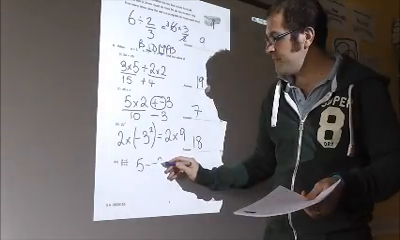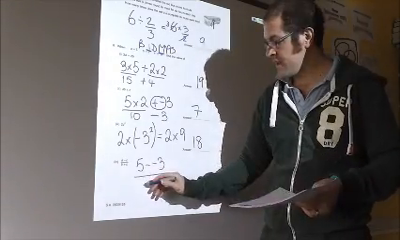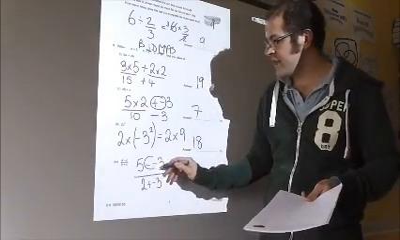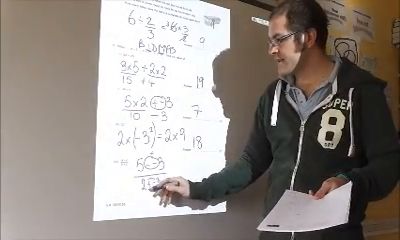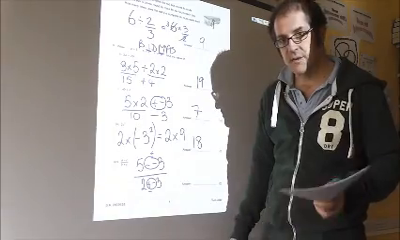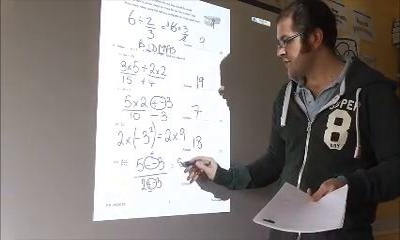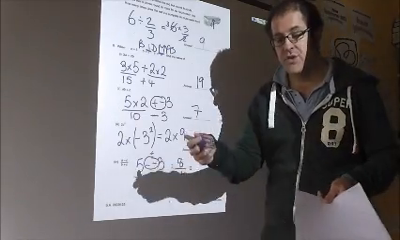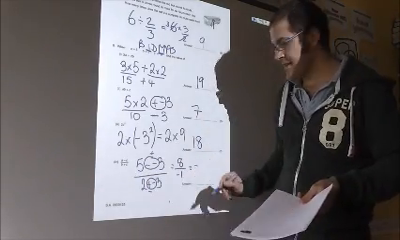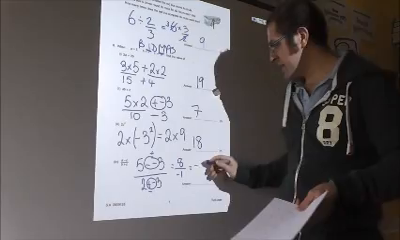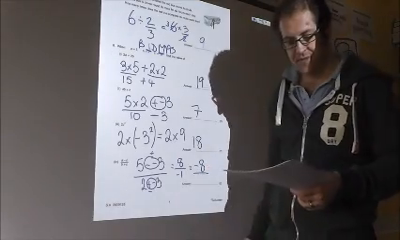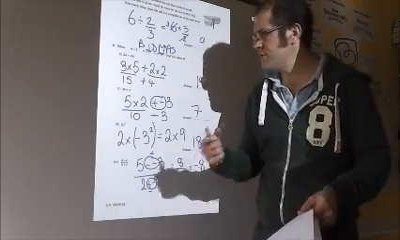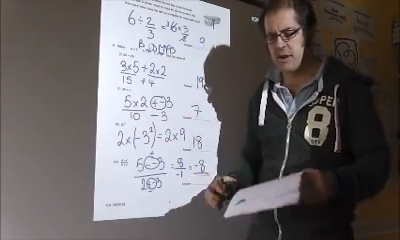Last bit, 5 minus -3 over 2 plus -3. So think about your signs there. If they're two negatives together, it makes a plus. Plus and minus together makes a minus. So you've got 8 over -1. Positive divided by negative is negative. 8 divided by 1 is 8. So it's -8 for the answer there. Show your working on those because you might get some working out marks.